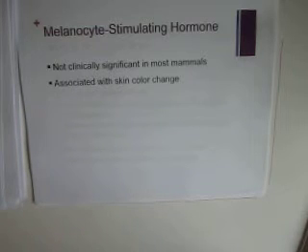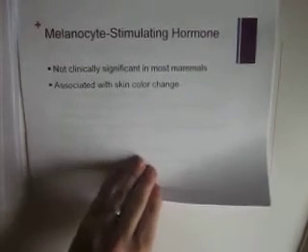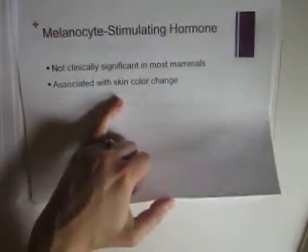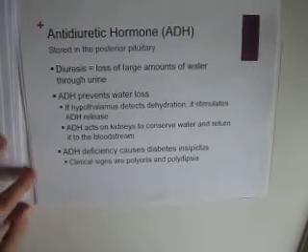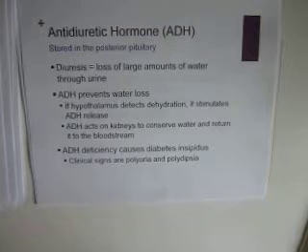Our final one that we're going to look at is the melanocyte stimulating hormone. We really don't know what the target cell is, and we have no idea what the action is. So, there you go. And we do know that melanocytes are associated with skin color change. So, check.